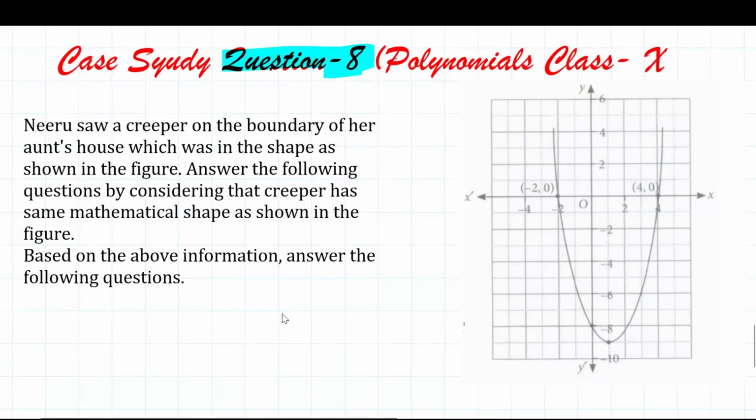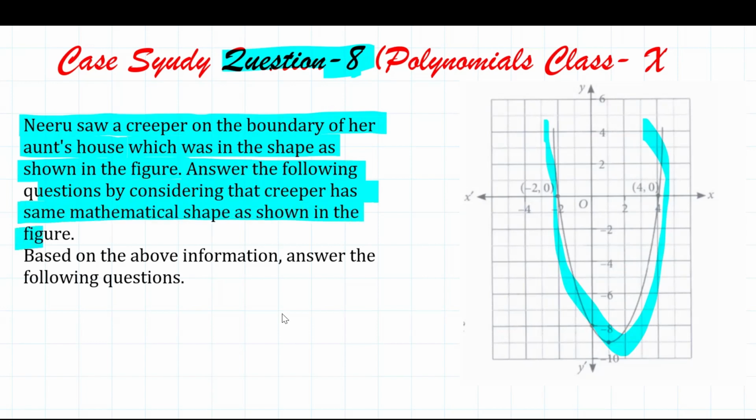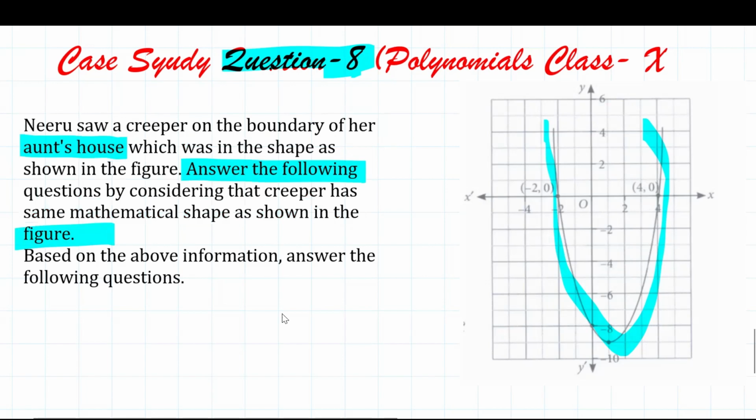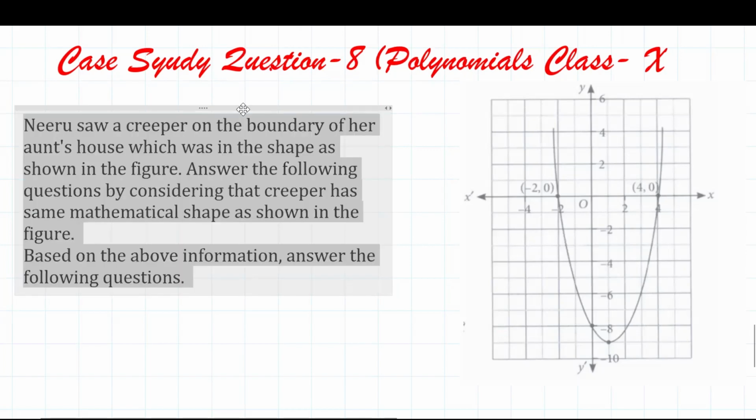The case study question number 8 says, Neeru saw a creeper on the boundary of her aunt's house, which was in the shape as shown in the figure. So this was the shape of the creeper. Answer the following questions considering the creeper has a mathematical shape as shown in the figure. Right. So now, based on this, we have to answer the questions. So I'm going to type the first question.